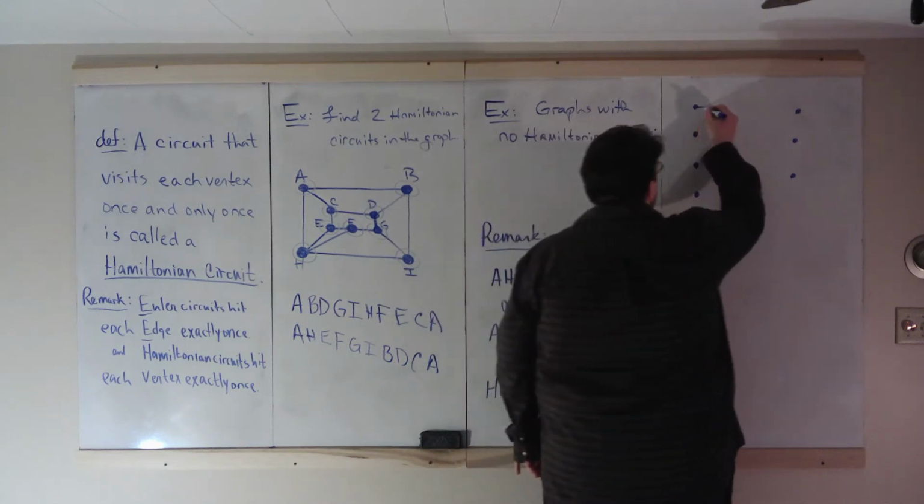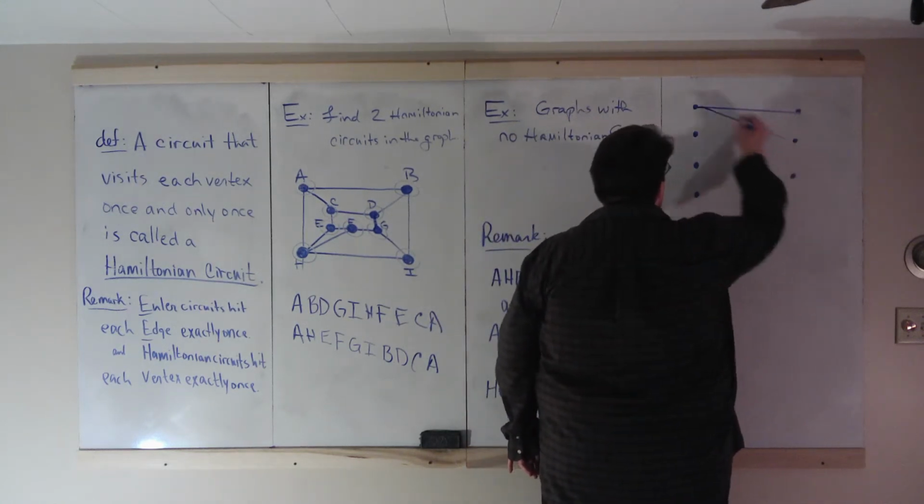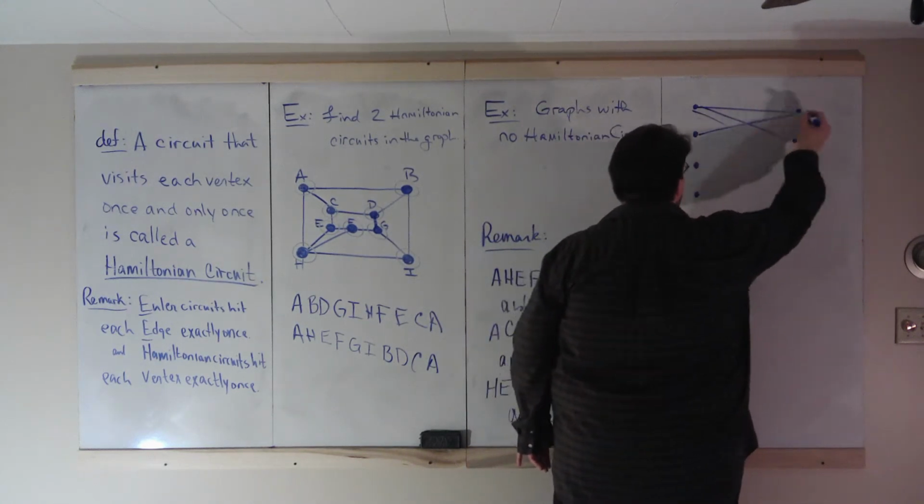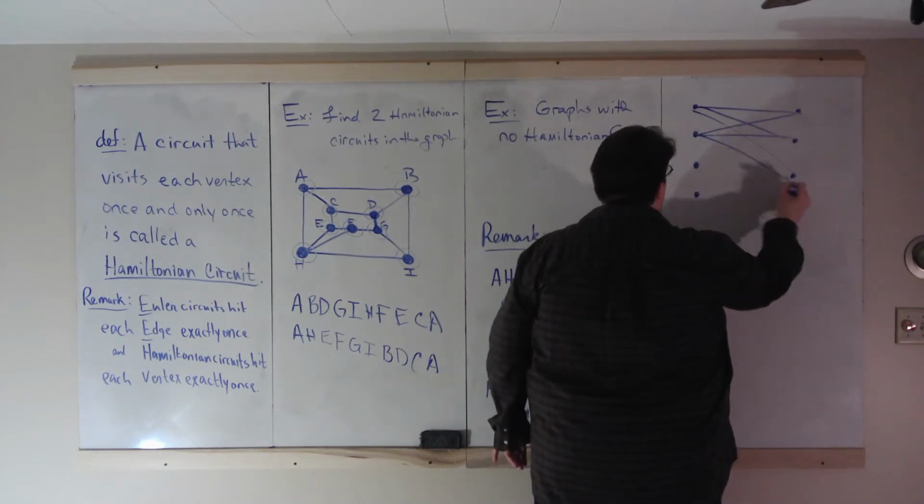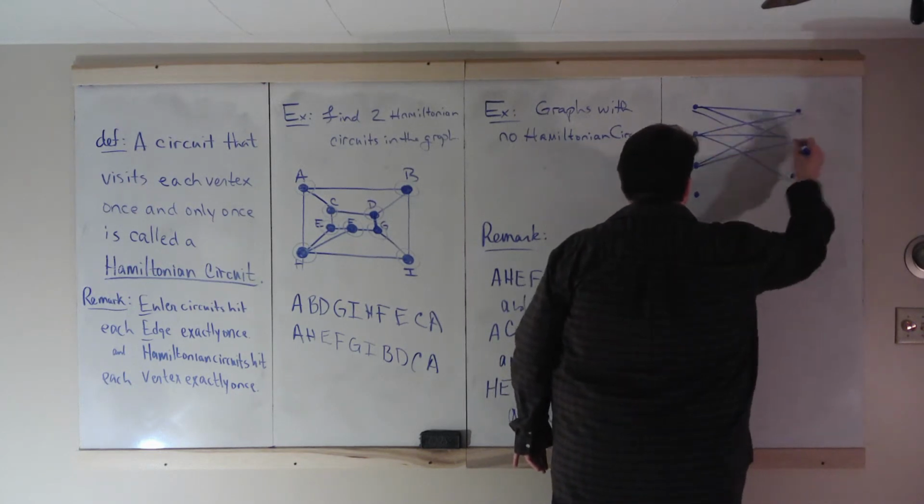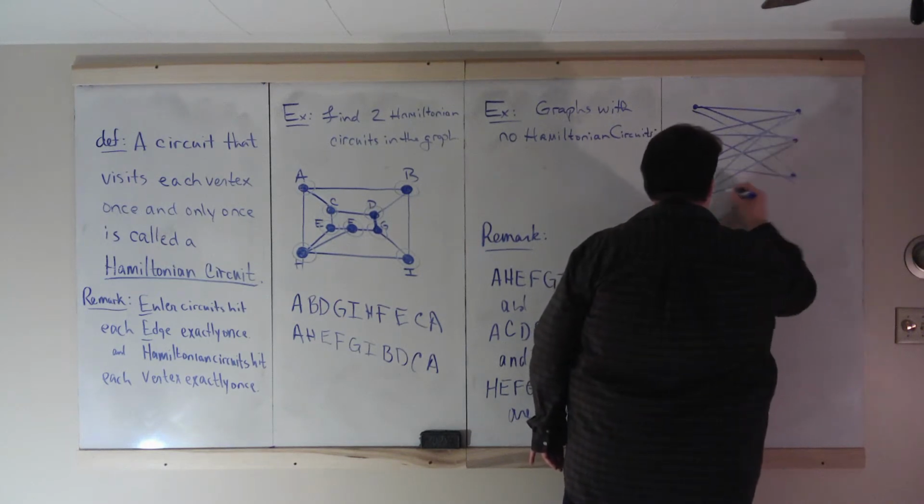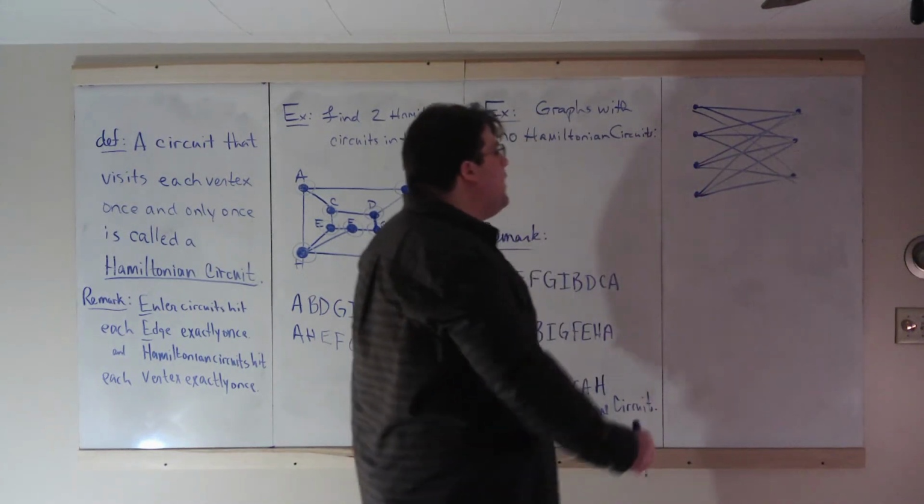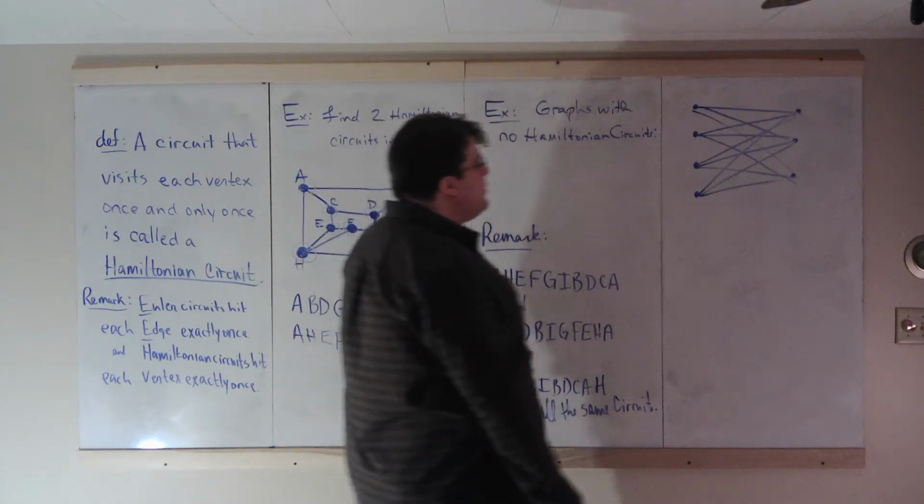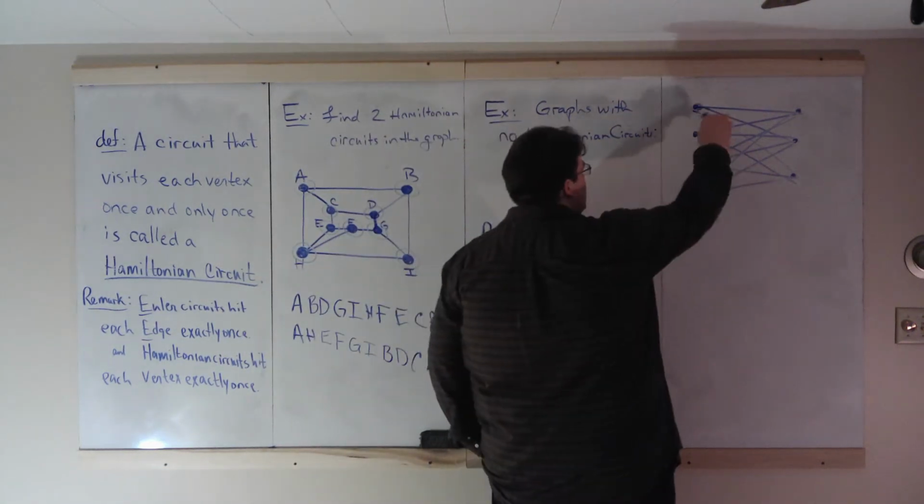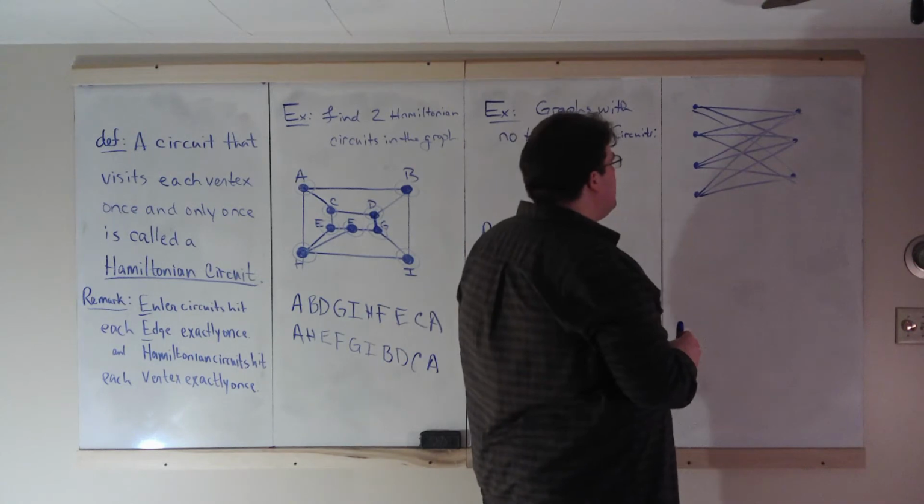But if they have a different number of vertices, and you connect everything on one side to everything on the other side, like this, then there will be no Hamiltonian circuit. You can try to find one. We need to hit all 7 of these vertices, start and end at the same one.